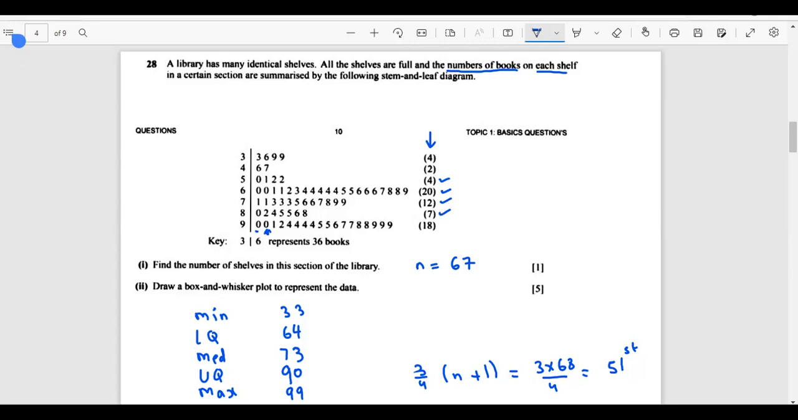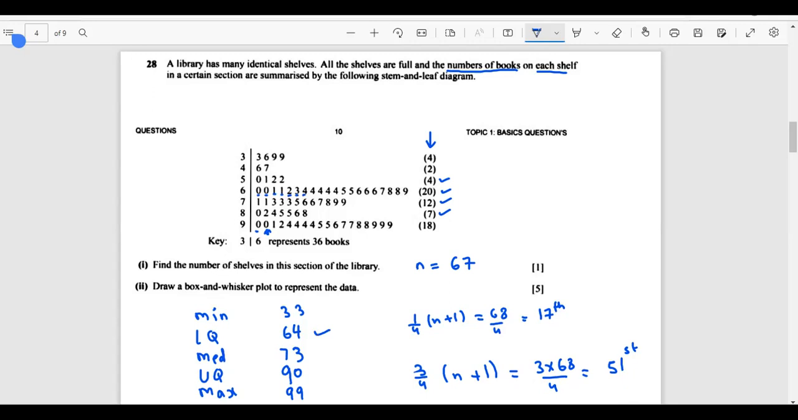And for the lower quartile, you can do 1 by 4 times (n plus 1) directly. So this would give you 68 by 4, and this is going to be the 17th term. So where is 17? Okay, this is 10, and then 11, 12, 13, 14, 15, 16, 17. Okay, that is why it was 64.